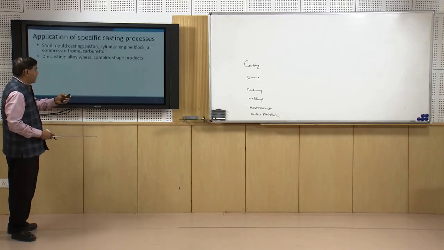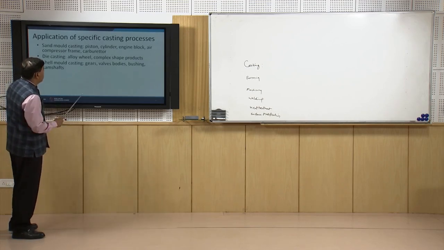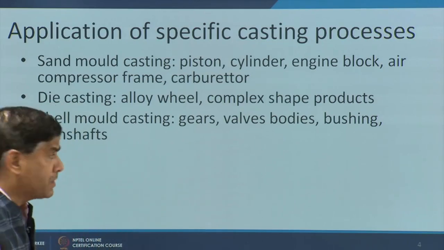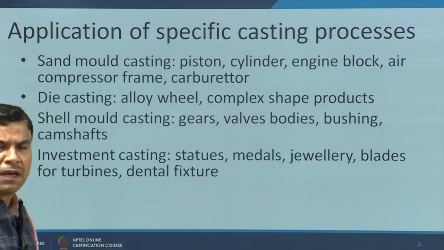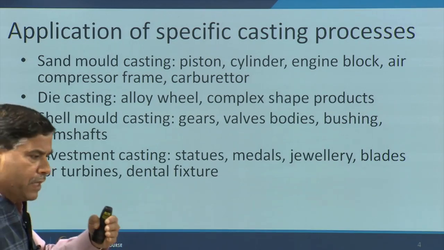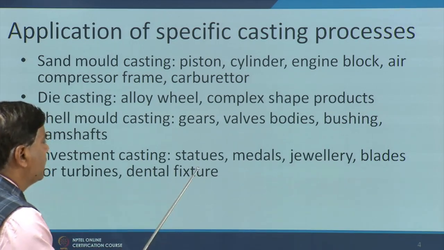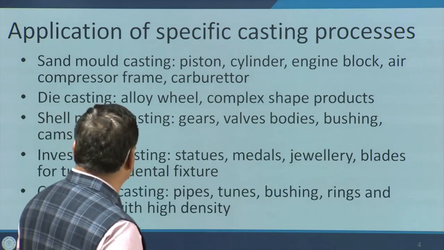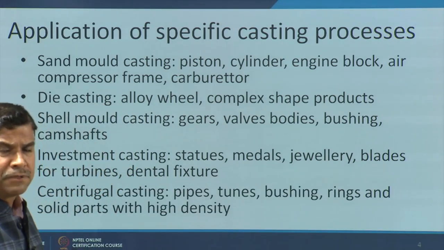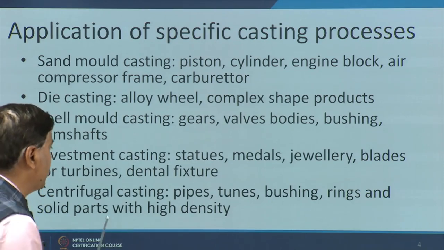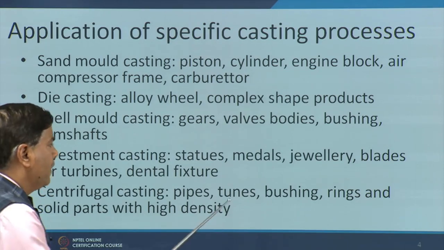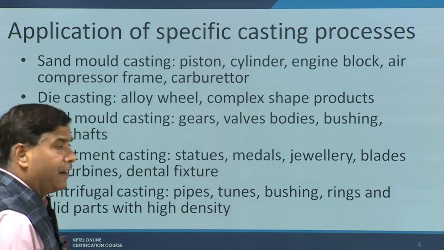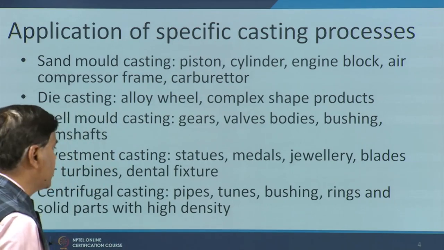volumes to be produced are much larger, and shell mold casting is used for making gears, valve bodies, bushings and camshafts. Investment casting is used for making further complex shapes and geometries like statues, medals, jewelry, blades for turbines and dental fixtures. And the centrifugal casting method is used for making pipes, tubes, bushings, rings and also solid parts of high density. These are made using centrifugal casting.